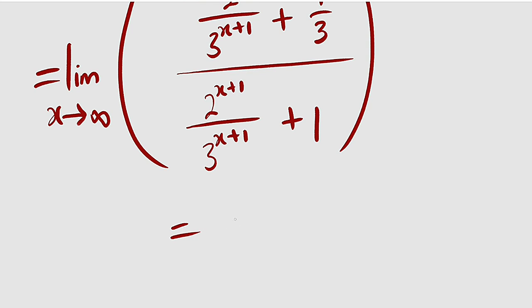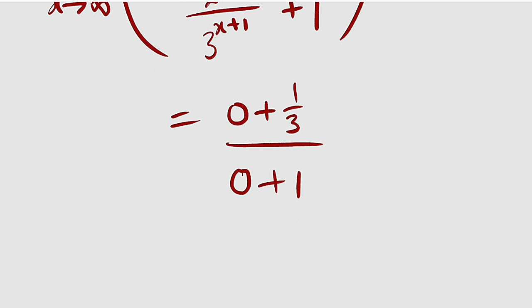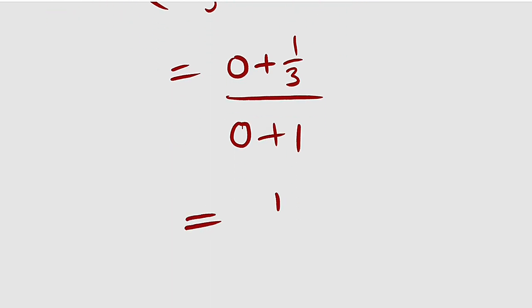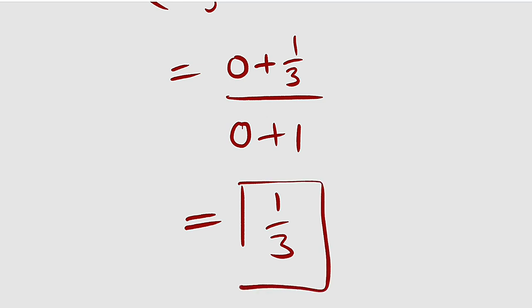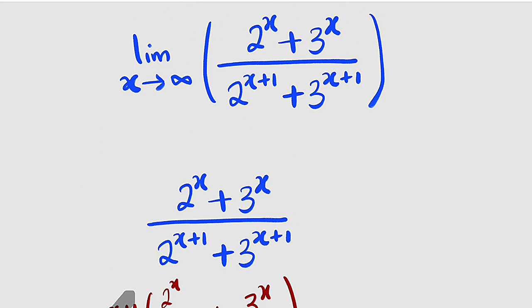So the whole of this will approach 0, likewise this one, right? So this will become 0 plus 1 divided by 3, divided by 0 plus 1. This is only equal to 1 divided by 3 as our final answer. 1 divided by 3 is the solution to this limit problem.